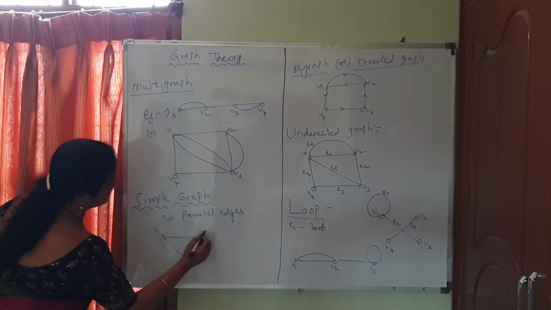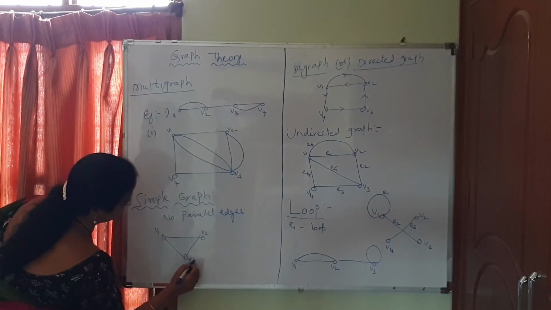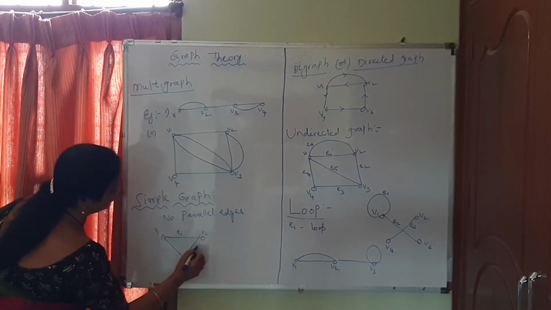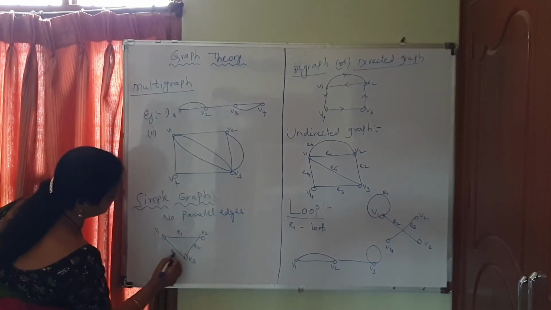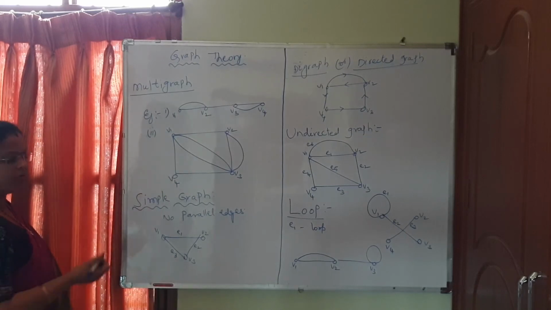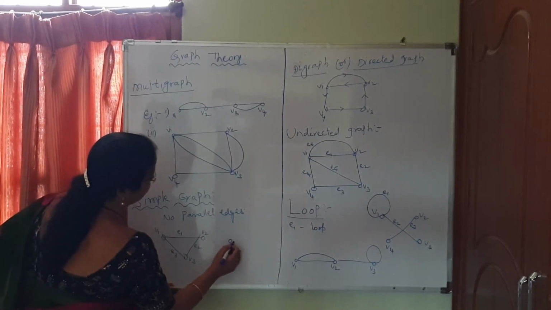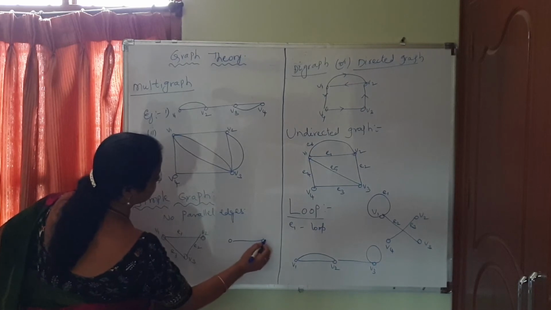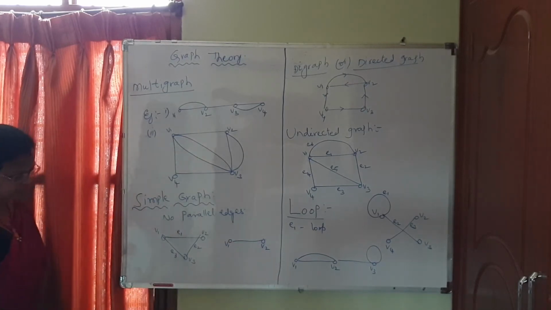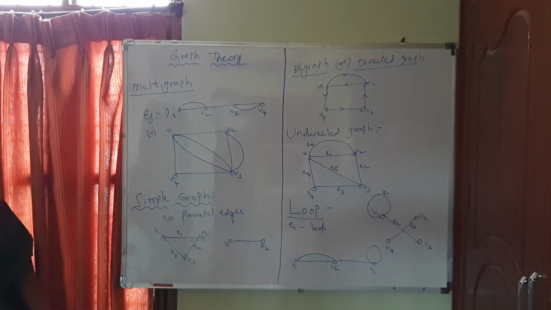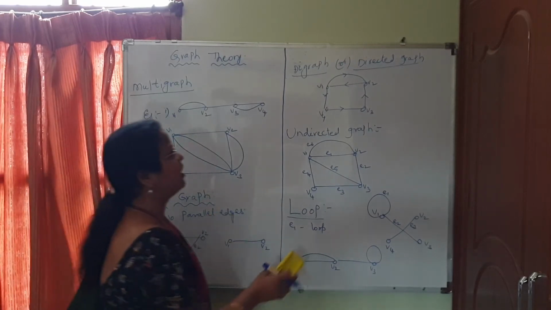These are the vertices V1, V2, V3 and E1, E2, E3. This is called as a simple graph. Here we are not having any parallel edges. This is a definition of simple graph.